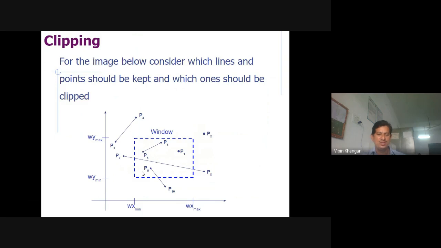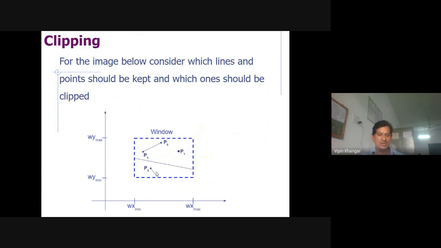We can see here that P2 is removed. The line P3, P4 is completely outside the window and is removed. Next you can see P7, P8. That is a line clip: only the portion inside the window is kept and the outside is clipped.